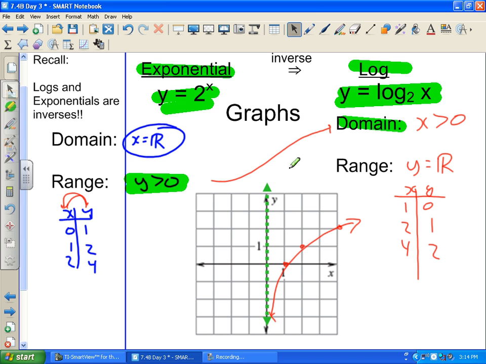What I'm going to show you today in terms of parent-child, I'll show you how to graph logs correctly. I just want you guys to see that big connection between exponents and logs and see that they are actually inverses, where once x becomes y, y becomes x. If I have a range restriction for exponents, I have a domain restriction for logs.